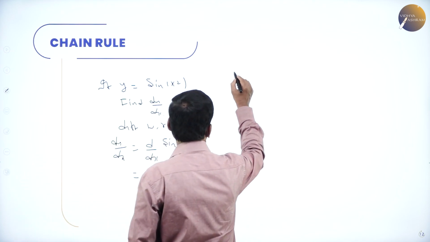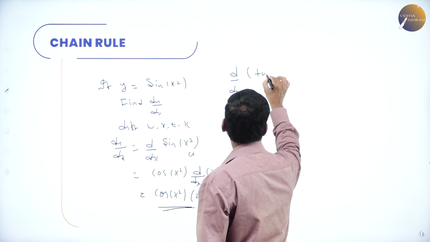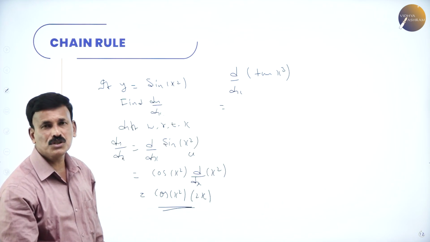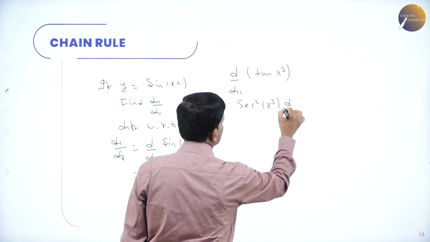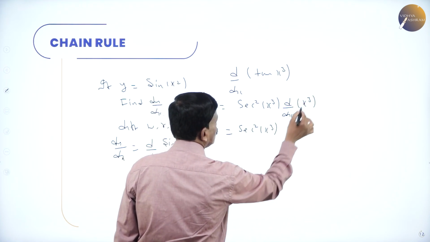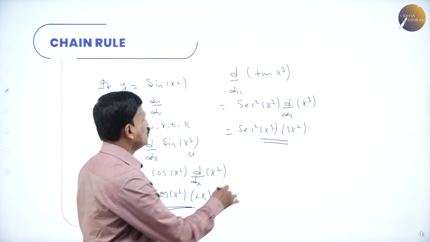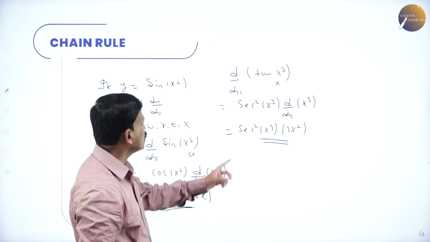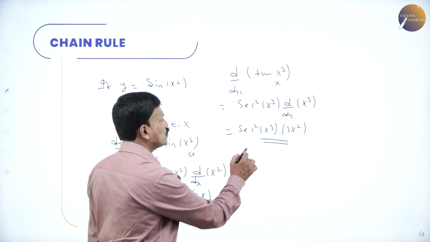Let me take one more problem like this. D by dx of tan x cube. So here, instead of tan x, it is tan x cube. Differentiation of tan: d by dx of tan is secant square x cube into d by dx of x cube. So this is secant square x cube into differentiation of x cube, which is 3x square. Listen, d by dx of tan x is equal to secant square x. Instead of x, it is x cube. Again differentiate x cube: d by dx of x cube is equal to 3x square.